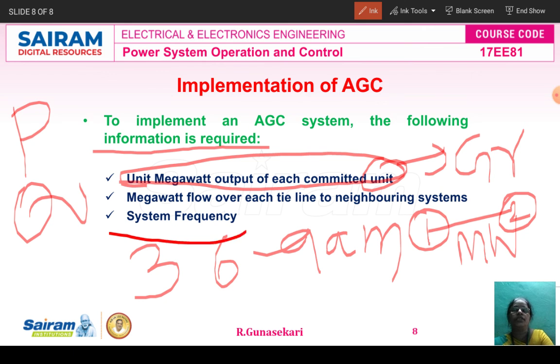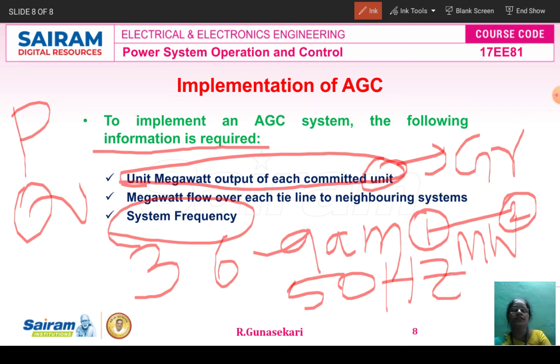The last one is the system frequency. If the system frequency is 50 hertz, we have to maintain 50 hertz or very close, meaning 49.99 hertz. So these are the 3 pieces of information required if we are implementing automatic generation control in the interconnected power system.